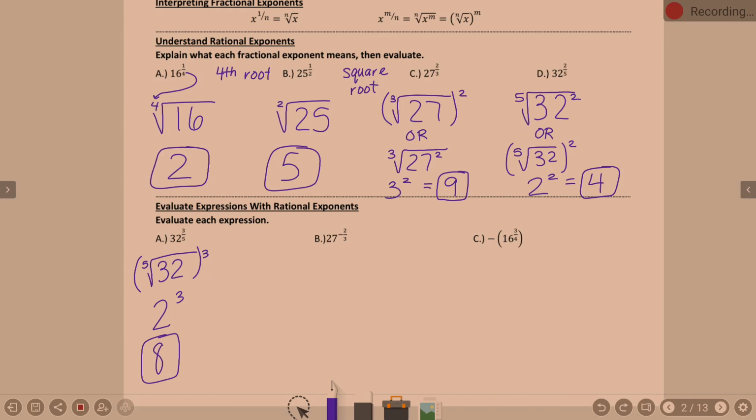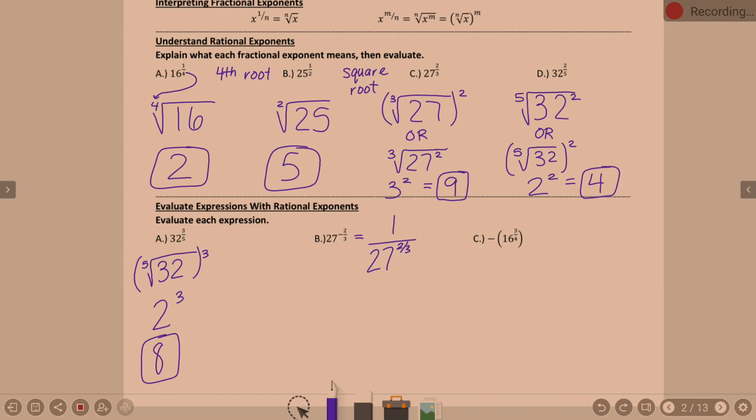In order to get rid of a negative exponent, folks, you move to the denominator. In order to get rid of negative exponents, you move across the fraction bar. This right now is considered on top. So we're going to move this to the bottom, and we're going to say this is 1 over 27 to the positive 2/3. 1 over 27 to the positive 2/3.